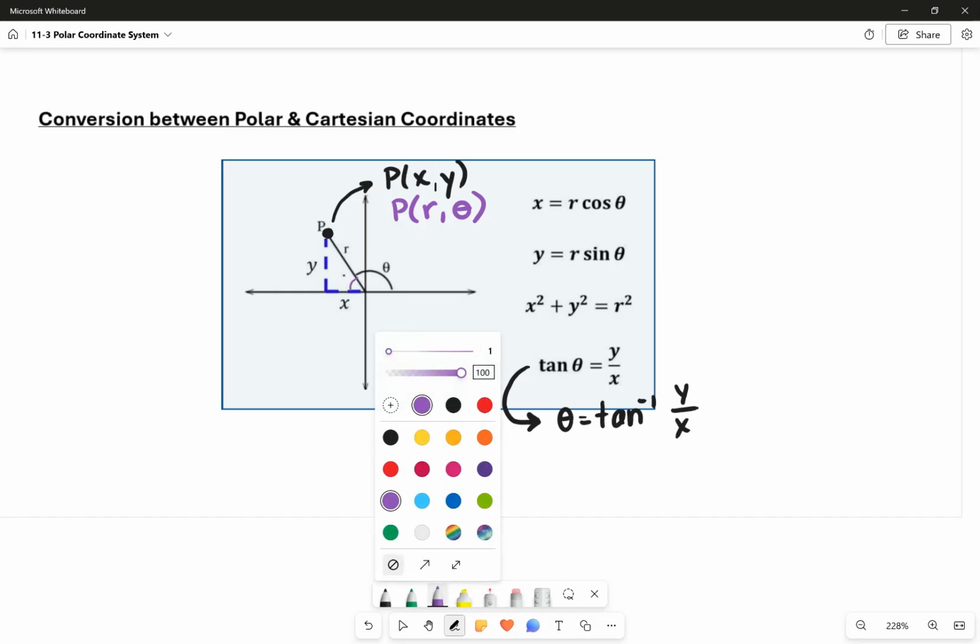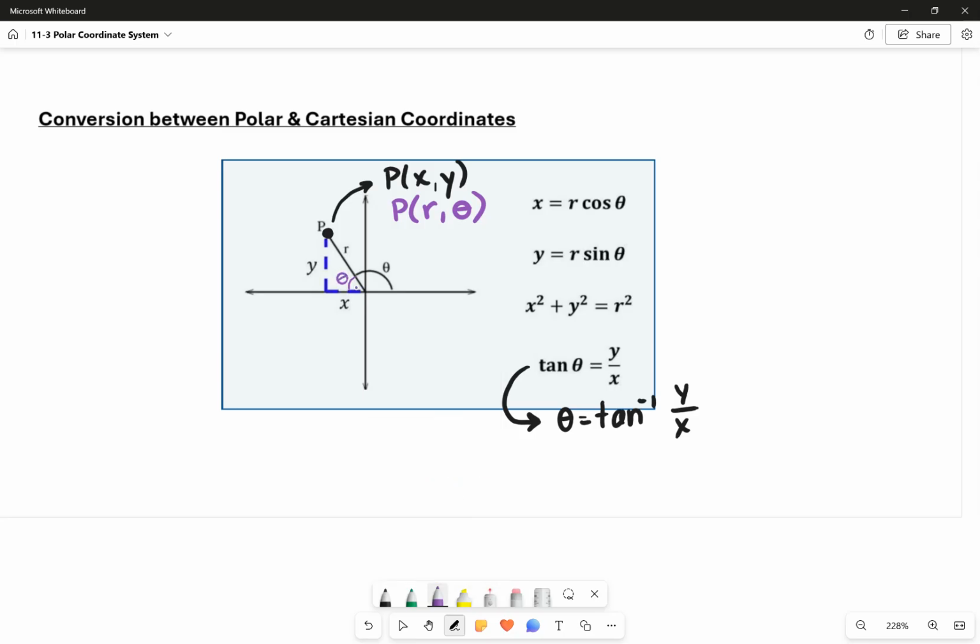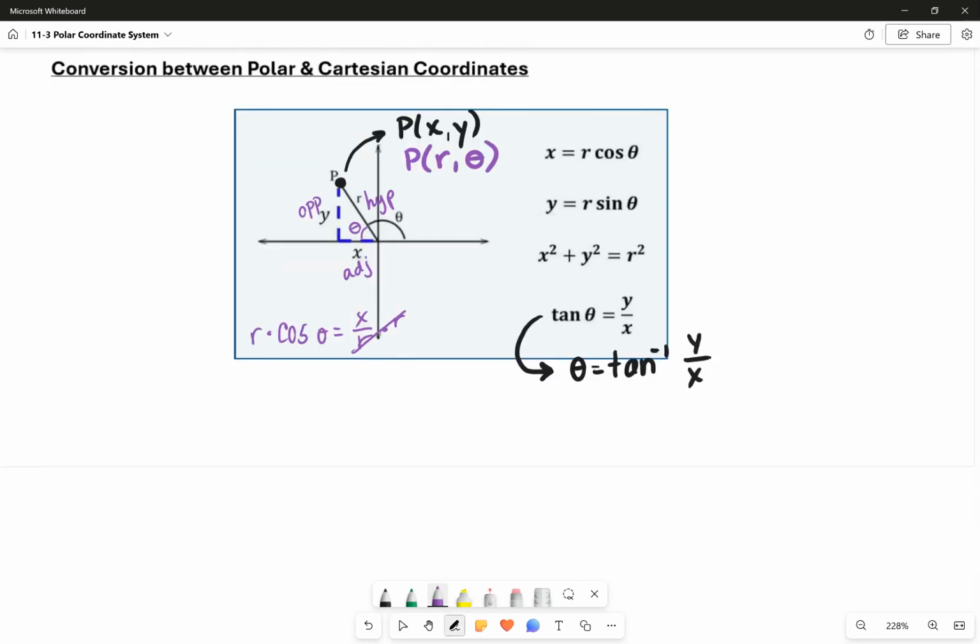So if this is the theta I'm talking about, right, if I'm standing at that purple theta angle, this side would be opposite, and this side would be adjacent, and this side would be hypotenuse, would it not? So if I was standing at theta and I said adjacent over hypotenuse, that's x over r, right? So if I did cosine of theta, adjacent is my x, hypotenuse is my r. So if I solve for x, I need to multiply by r on both sides. So this cancels. So x equals r cosine theta. That's where this is coming from. Do you see that?